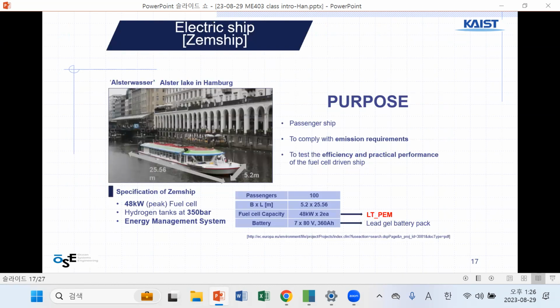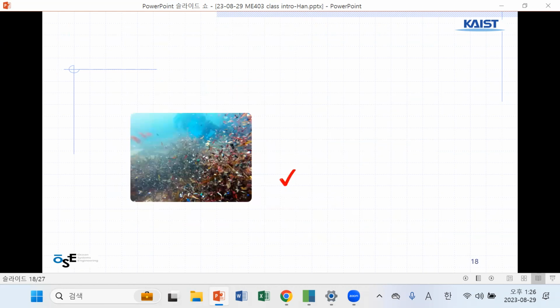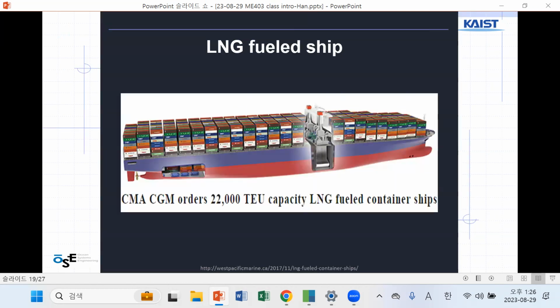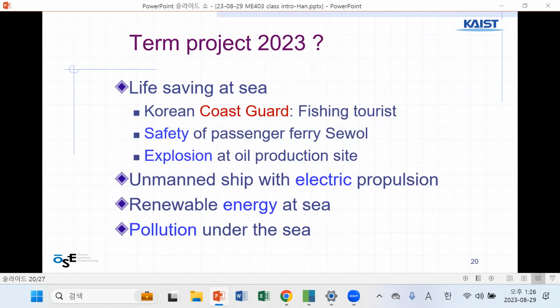And then this one is coming from, yes, Amsterdam or somewhere, for electric boat tourism. Also, the emission is important, and also the driver. I don't know whether this is an unmanned ship. And this one is coming from microplastic in the ocean. This is another garbage collection project. LNG fueled ship. Big ships.